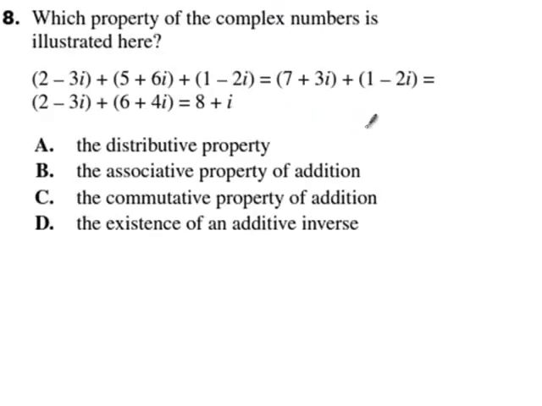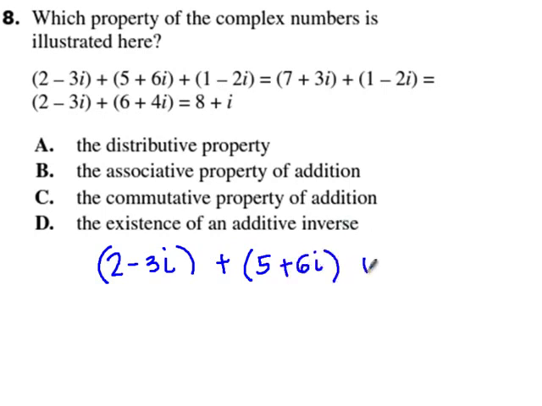Next, which property of the complex number is illustrated here? So this is the first term. We can write that as 2 minus 3i here. That's the first. The second addend is 5 plus 6i. And the third is 1 minus 2i. Now from this, how do we arrive at this part? So how do we get 7?